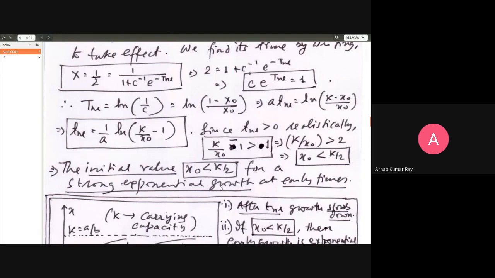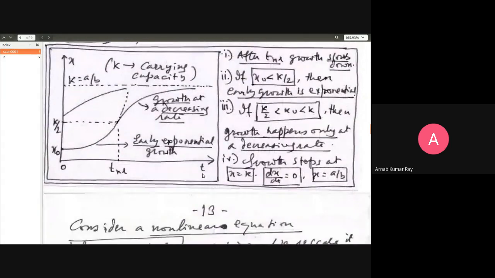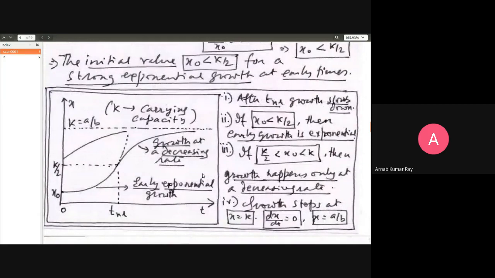So let me now look at the graph of this thing. Let's see what it is. I've talked too much. What did I mean by early exponential growth, nonlinear time scale? All of these things will become very clear from the graph. Here I have plotted the function. You start from a non-zero initial value. Early growth will be exponential.